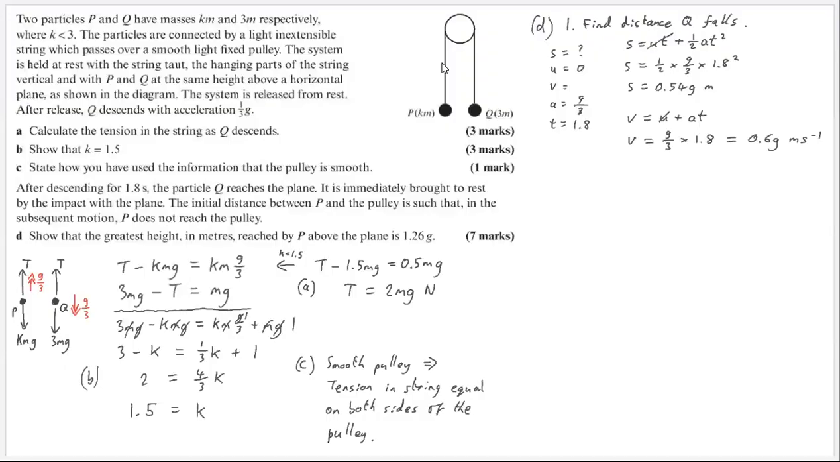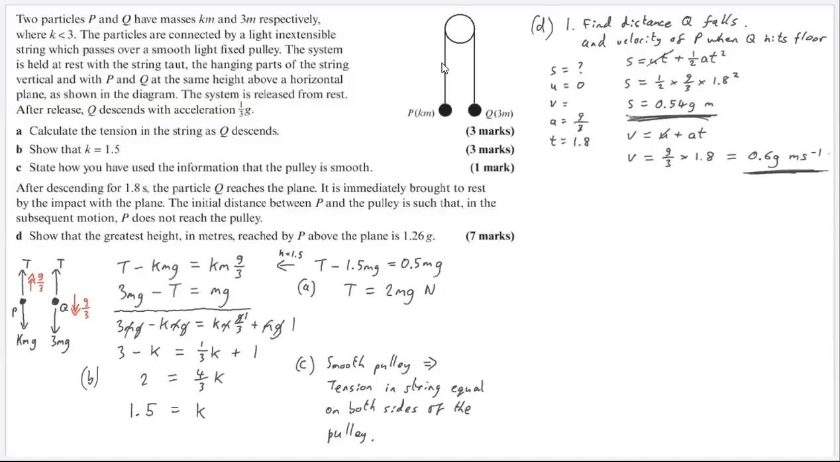So just to keep track of things, let's underline some of our key pieces of information. I've also added the velocity of P when Q hits the floor, which is the same as the velocity of Q hitting the floor. Okay, so now we need to look at the second phase of SUVAT, which is the free fall.